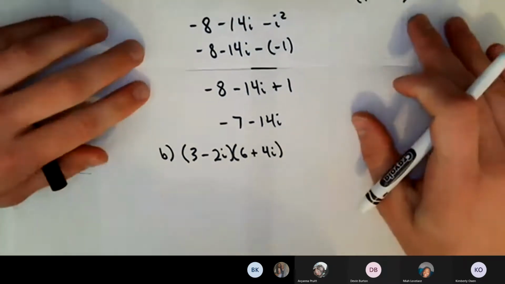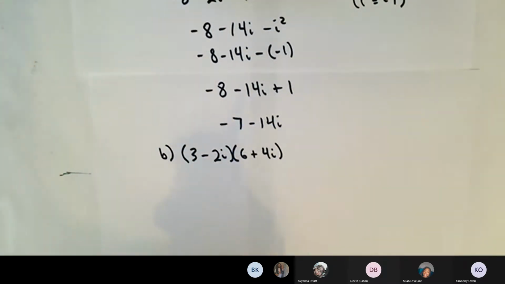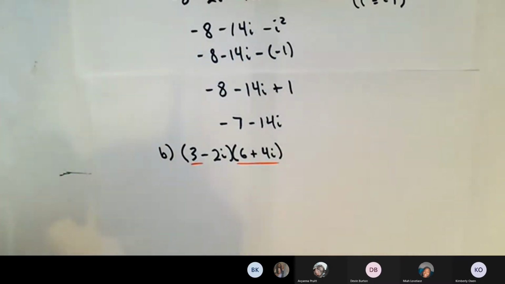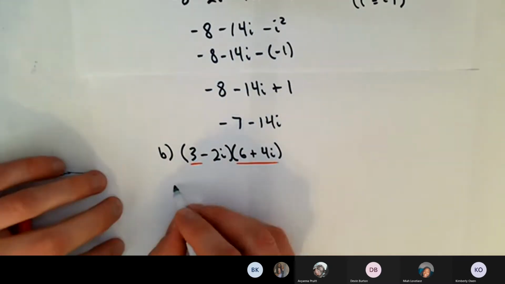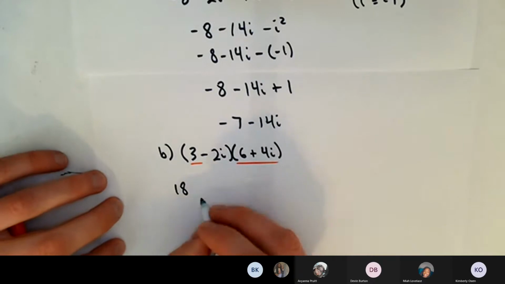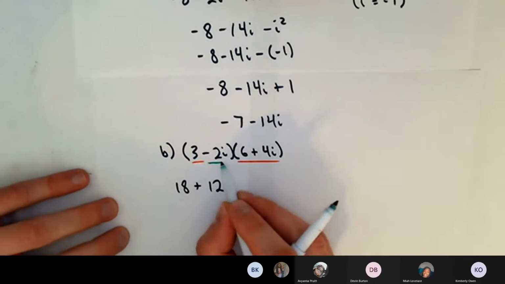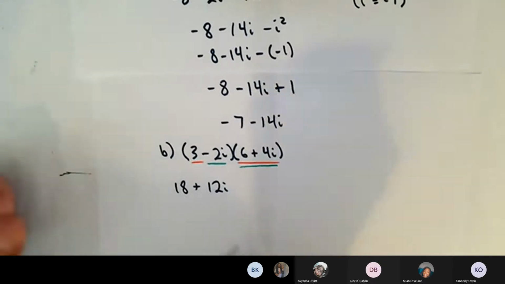Hopefully you tried this. Let me get caught up with y'all if you're already multiplying. So I'm going to send the 3 to the 6 plus 4i. So I'm going to have 3 times 6 is 18. 3 times positive 4i is positive 12i. That's the first part. Now here I'm sending negative 2i to both of these, so I have to keep in mind that I'm multiplying a negative 2i on both of these.